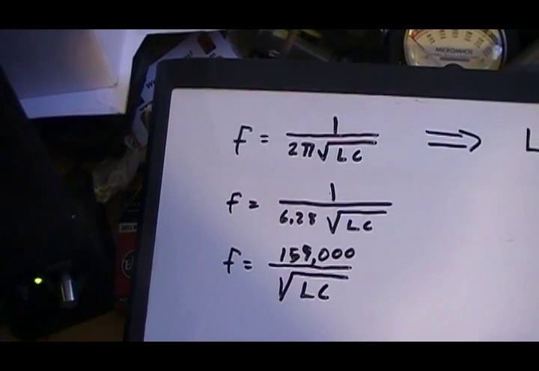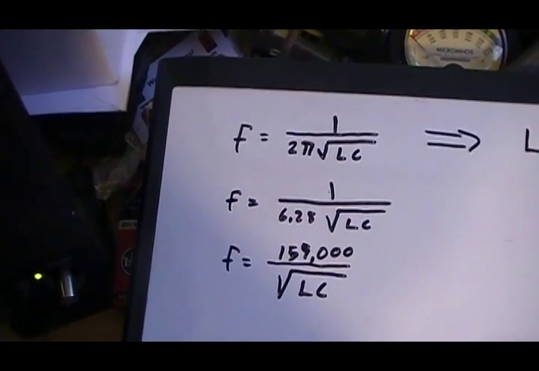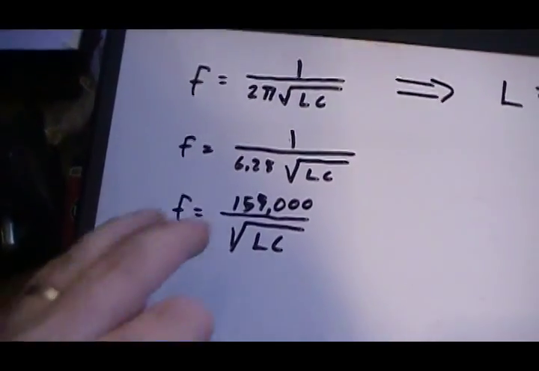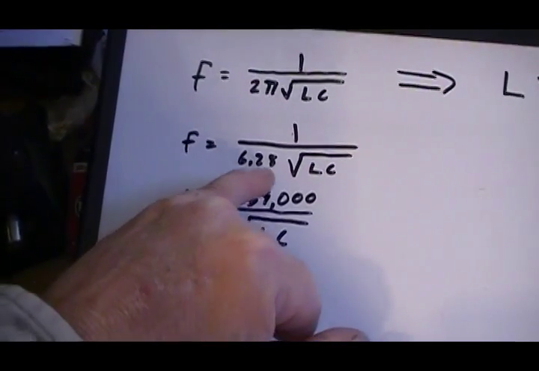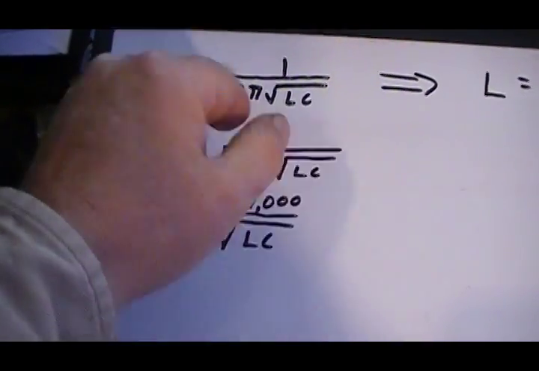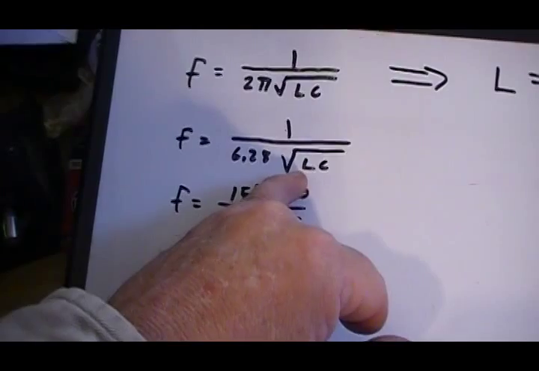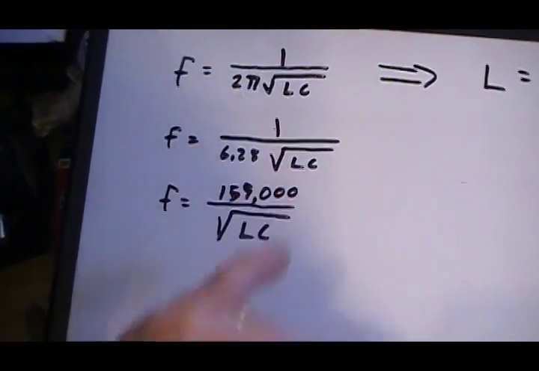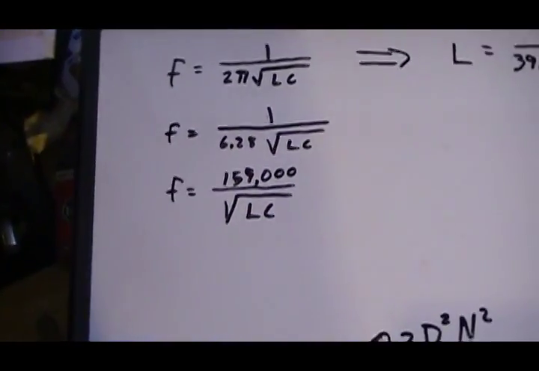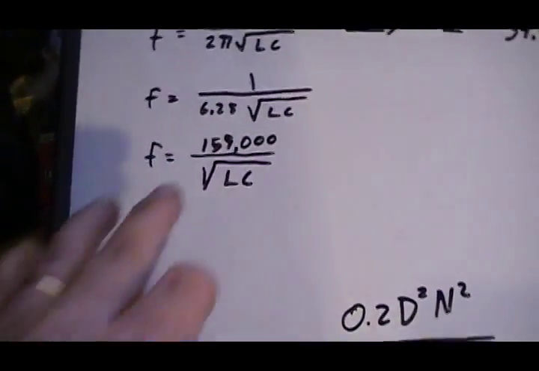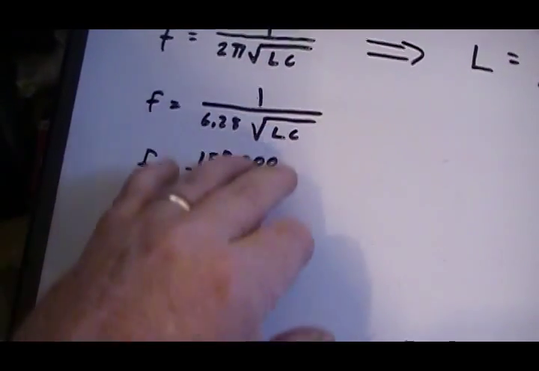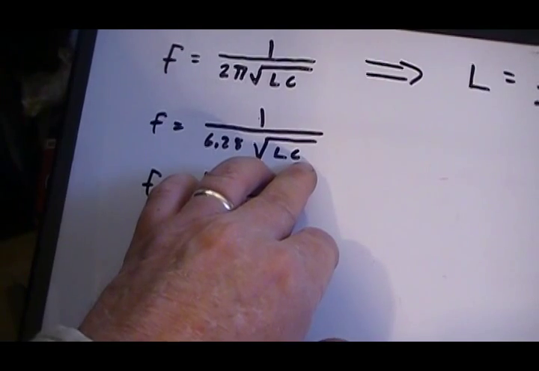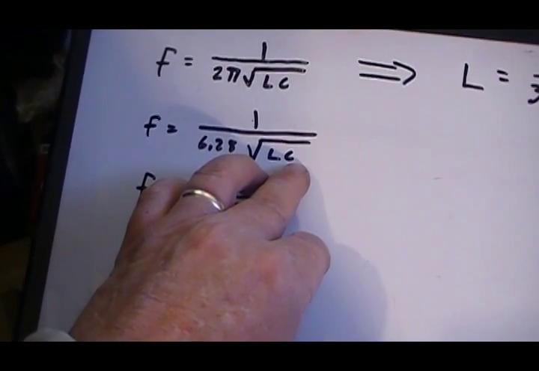But for our purposes and for the general purposes of electronics, pi can be rounded down to 3.14. So 2 times that comes out 6.28. So then you don't even have to worry about that. Then it's again times the square root of LC, and then divide that into 1, or take the reciprocal.